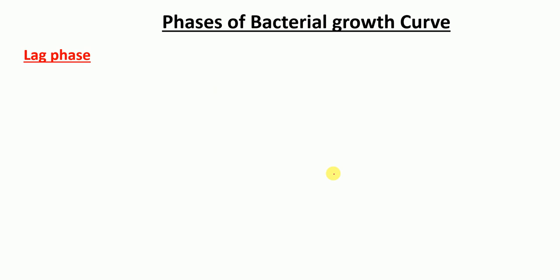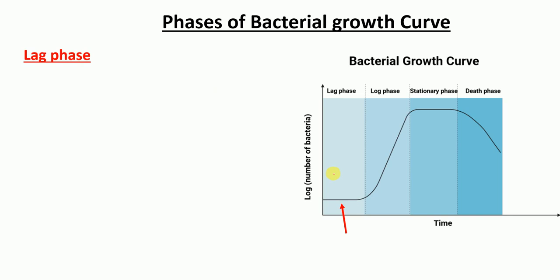Let's first talk about the lag phase. What happens in the lag phase? This is the first phase of bacterial cell growth. Whenever we put bacteria into fresh medium, it takes some time for adjustment to the new media. In this phase, there is no increase in the number of bacterial cells. However, bacteria may undergo metabolism and the cell size may also increase, but the cell number doesn't increase. Lag phase is also called the adaptation phase.